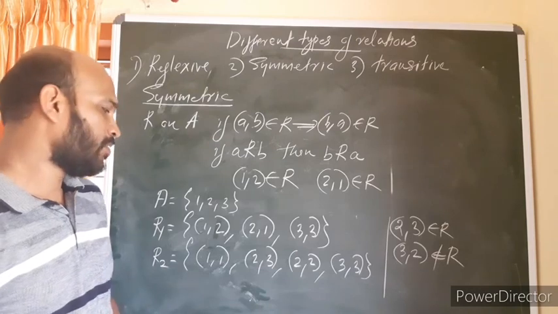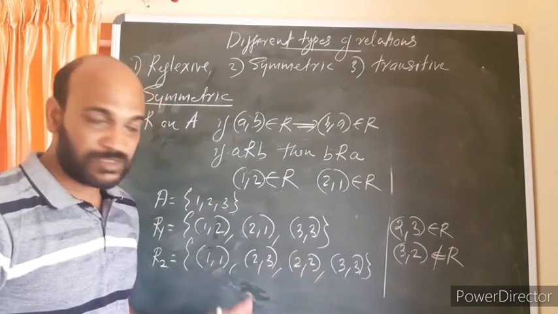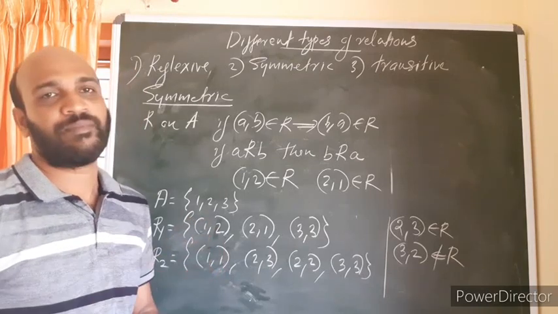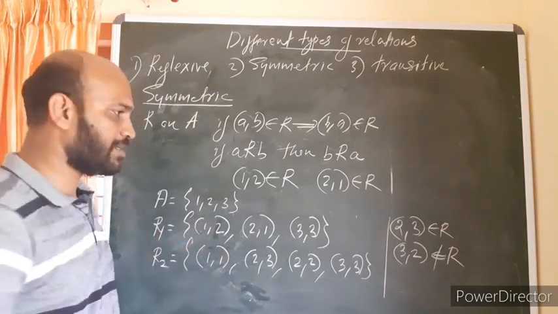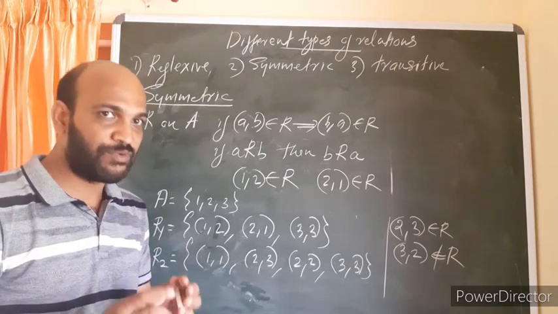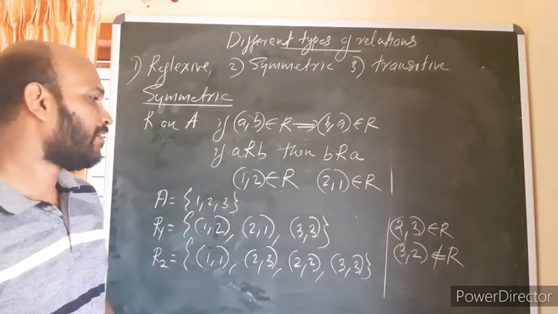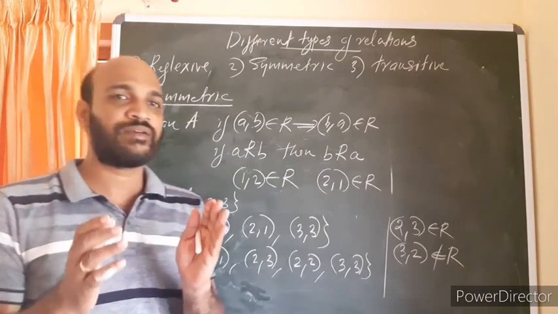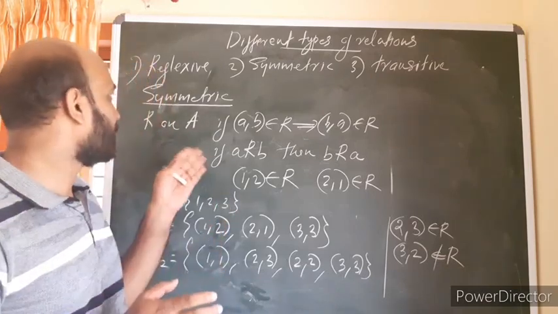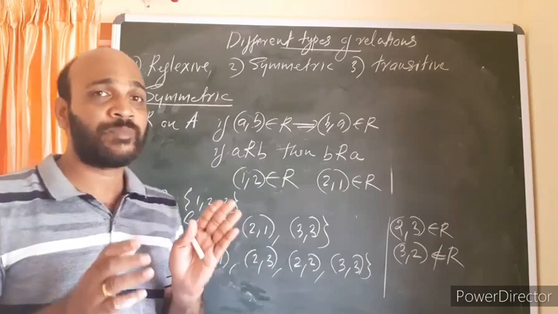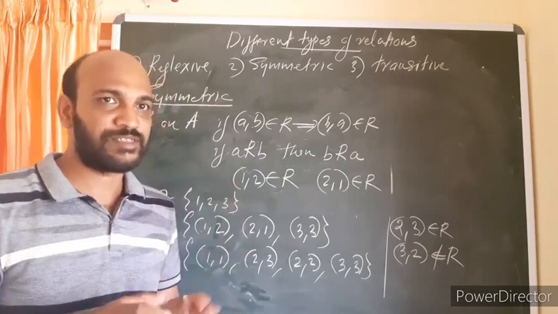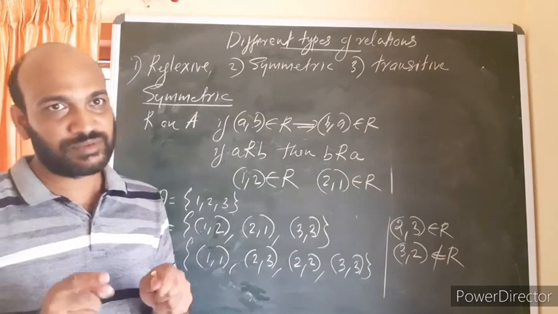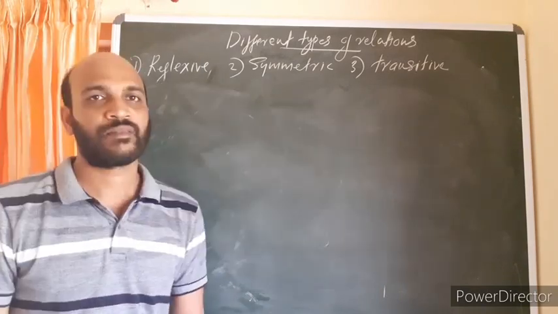Okay. So you have to check all variables, all elements, and if it is satisfying for all elements, we can say that it is symmetric. If it is not satisfying for one element, then we can say that it is not symmetric. If you want to prove one theorem or one condition, it should be true for all examples. And if you want to show that it is not true, one example is enough.